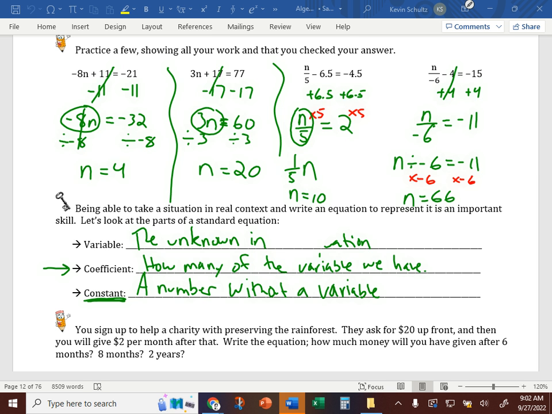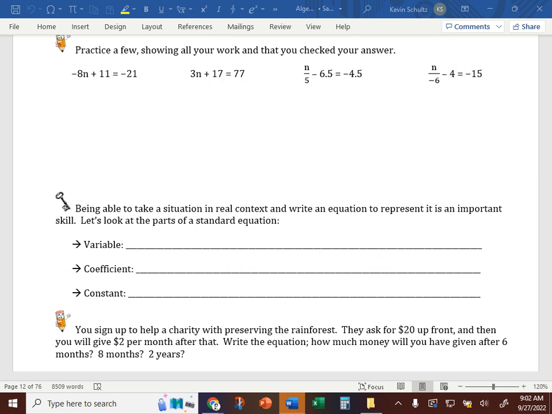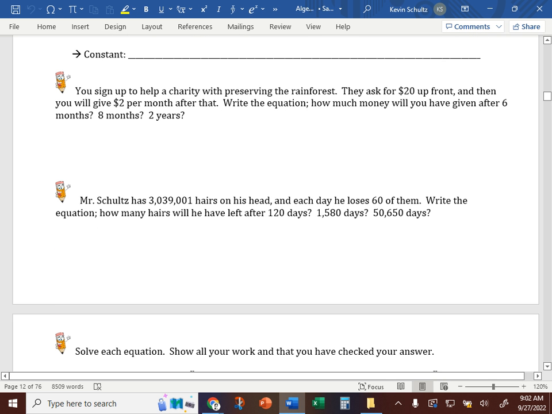Where you got to set up the equation yourself. So let's take a look. It says you sign up to help a charity with preserving the rainforest. They ask for $20 up front, and then you will give $2 per month after that. Write the equation. How much money will you have given after 6 months, after 8 months, after 2 years?